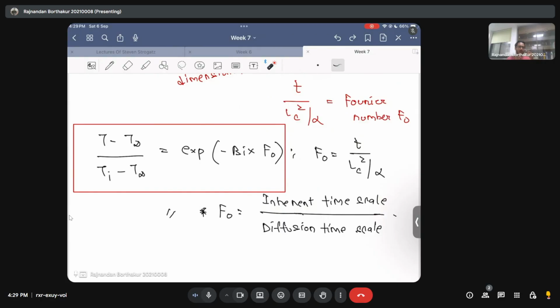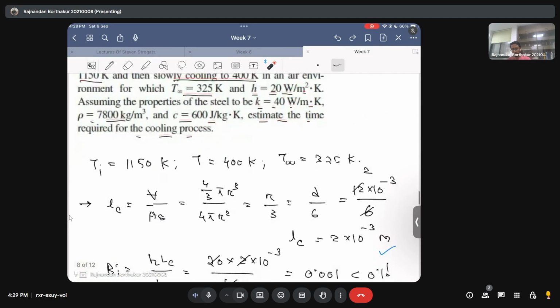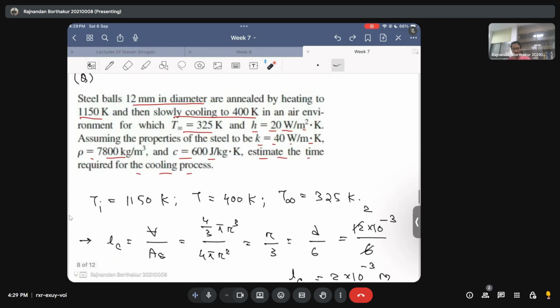It is equally valid when your Fourier number is very much greater than 1, because your diffusion time scale has to be very much small. And this essentially explains why the temperature does not vary spatially in case of a lumped body, because you have a very fast diffusion time scale in the problem with respect to the inherent time scale of the problem.